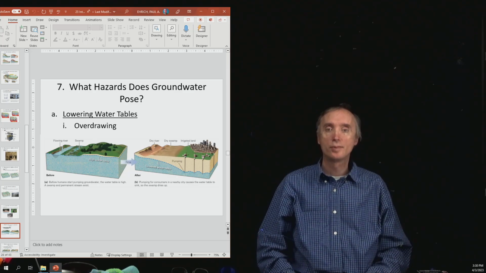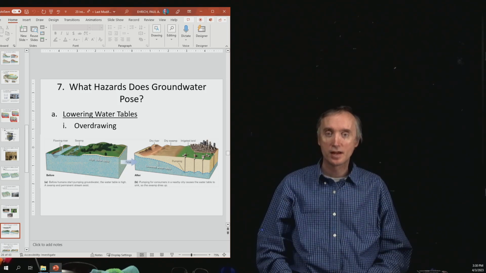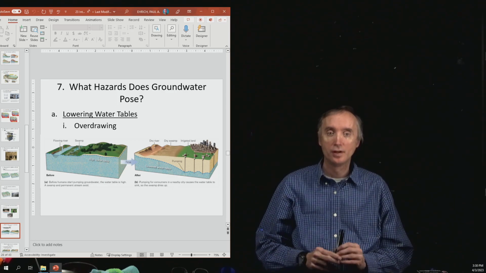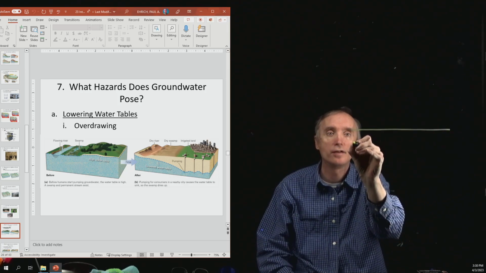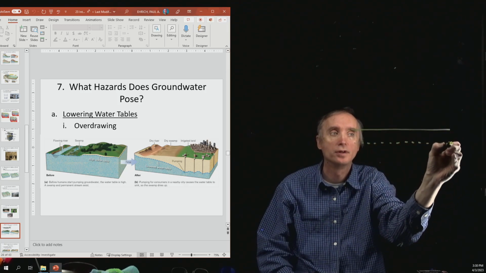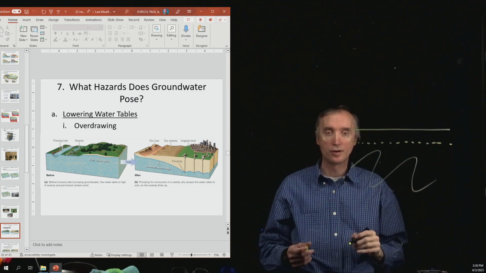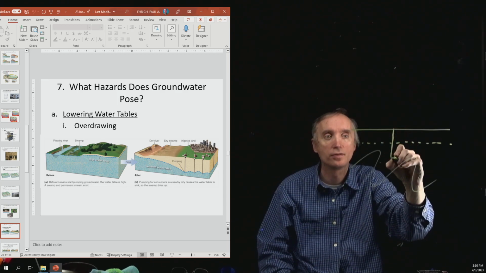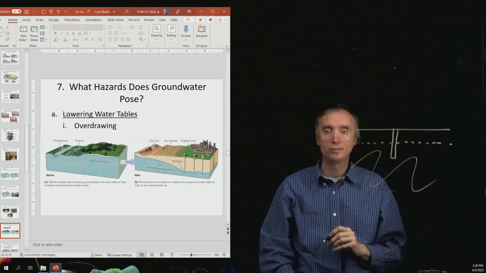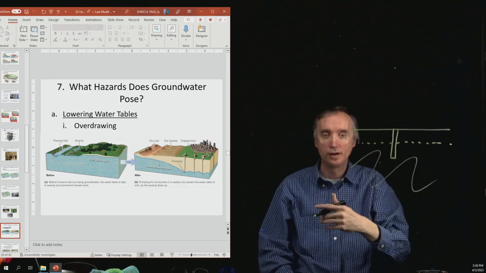Okay, now we want to talk about some problems that groundwater poses. And the first example of this is going to be what happens when you lower the water table. So let's say that this is the ground, and now let's say that you have a water table that's up here, and then let's say that all of this area down here is full of groundwater. Okay, then if you were to dig a well, and let's say that the well goes down into the water table, it's going to start drawing water from the water table in there.